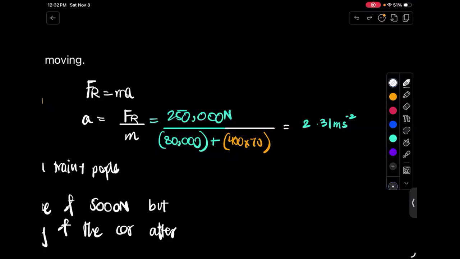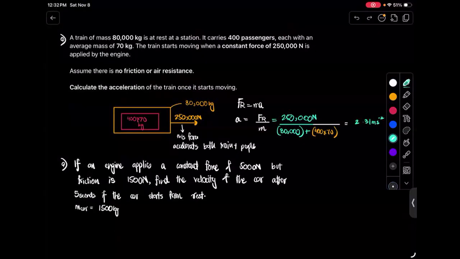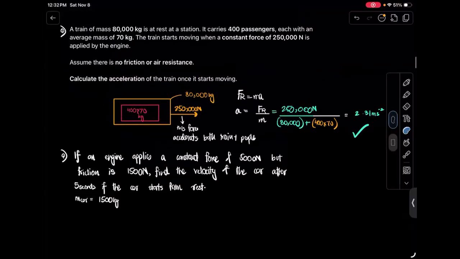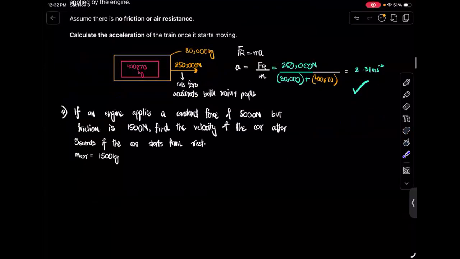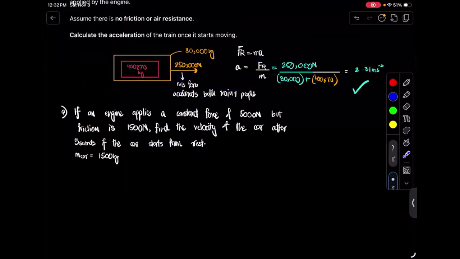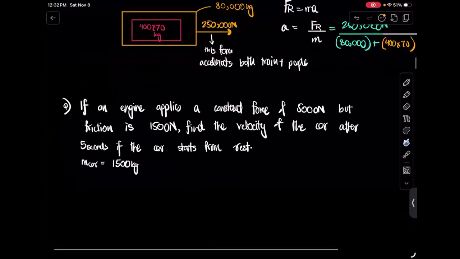Yes, Aris, what did you do? I multiplied 400 by 7 by mistake. You have to include the train as well because the train is the one that's moving, right? You've got to include the mass of the train and the people. Make sense? I did the same thing. Only by mistake, instead of 400 into 70, I did 7. Did you get the problem? Yes, I understood what I did wrong. Okay, sounds good.